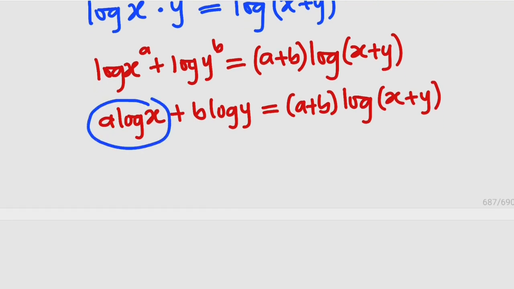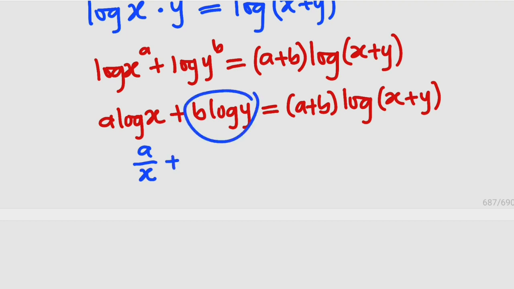If you differentiate this, remember a is constant, so it's like we are only differentiating log x, which is the same thing as 1 divided by x multiplied by a. We have a divided by x plus, if you do the same thing here, you have b divided by what? Y. But remember that y is a dependent variable. You have to multiply by that derivative, that is y prime or dy over dx.